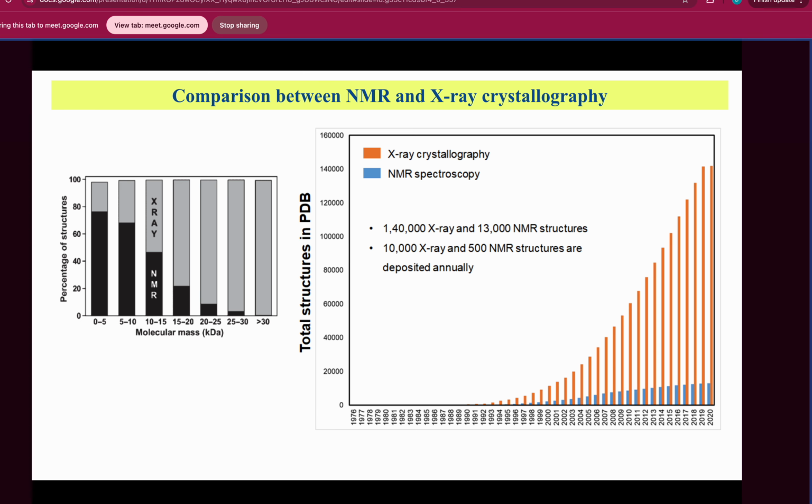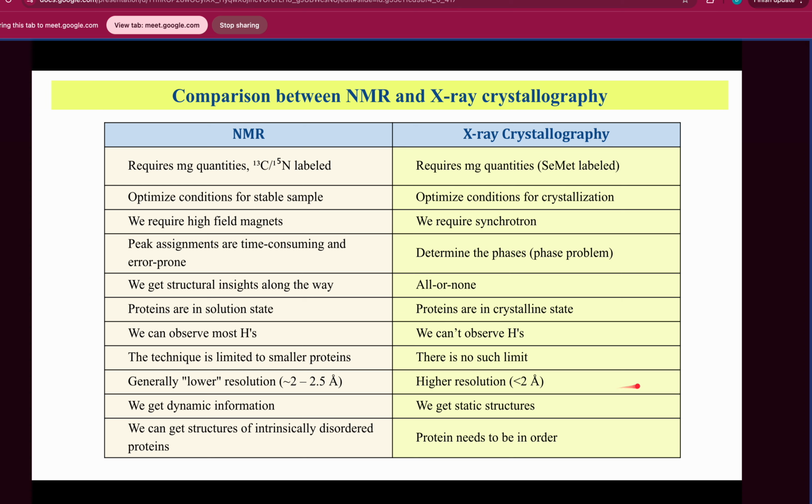Now if we compare NMR and X-ray crystallography, till now the number of structures predicted by X-ray crystallography is very large as compared to NMR. So NMR has not predicted that many structures, but the advantage of NMR is that we can see the movement of that particular protein because it is not rigid in the form of a crystal. It is flexible and it can easily move as it moves inside the body. So this is the comparison table.